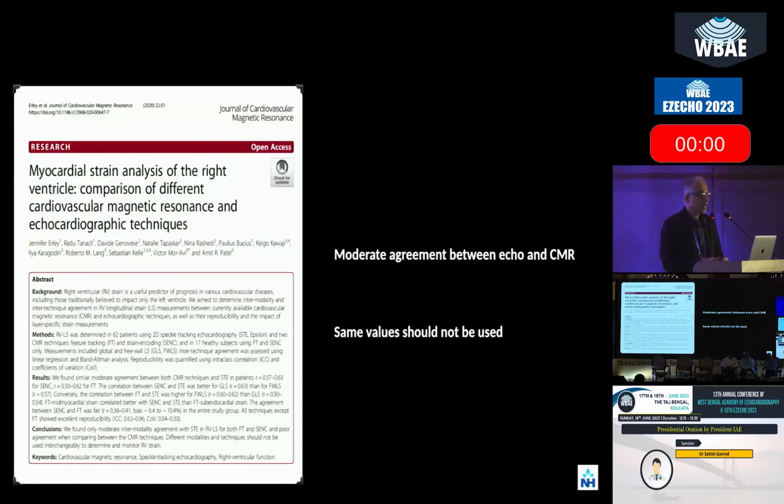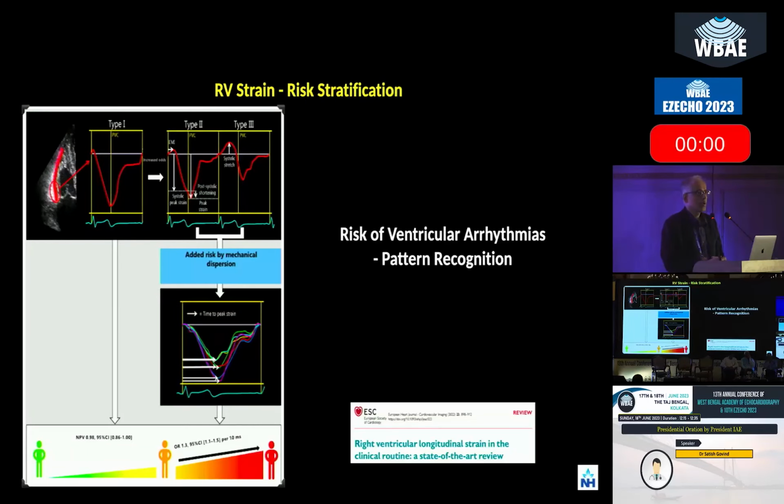Now, when it comes to echo and CMR, what's the comparison? Do not use the same values for RV strain that you see on echo and on CMR strain. Again, this study showed that you cannot use it. They are 2 different entities. Now, looking at the time points itself, you have what is called mechanical dispersion on the RV side.